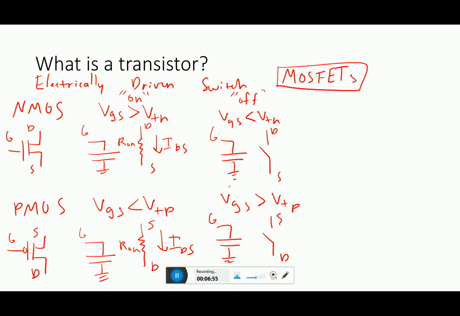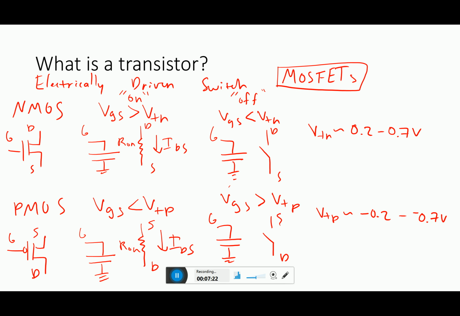Again, electrically disconnected. So what are common values for this threshold voltage? Well, on the NMOS side, for VTN, generally, for most transistors that you can buy off the shelf, you have about 0.2 to 0.7 volts for your VTN. And then for the PMOS, VTP is about negative 0.2 to negative 0.7 volts.